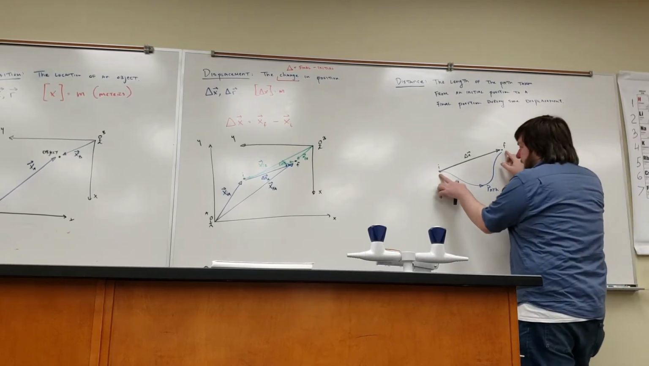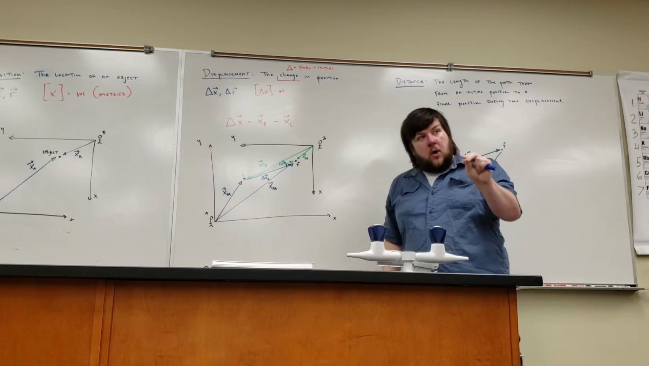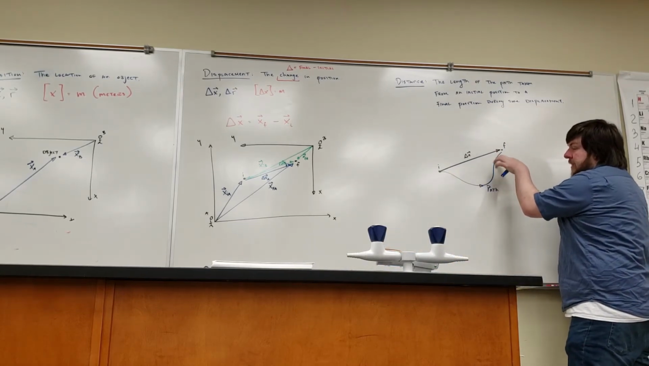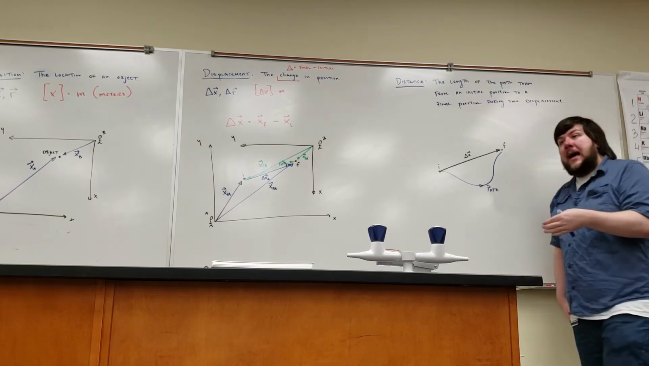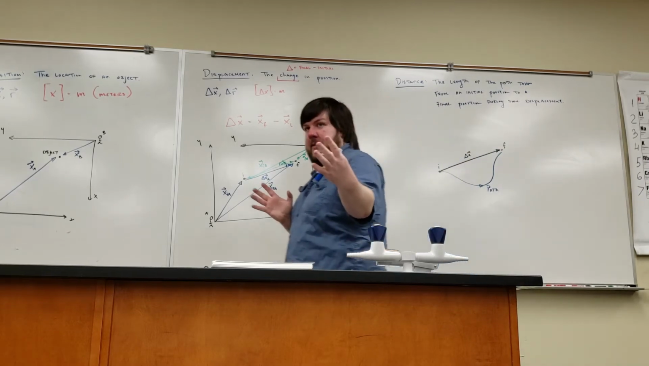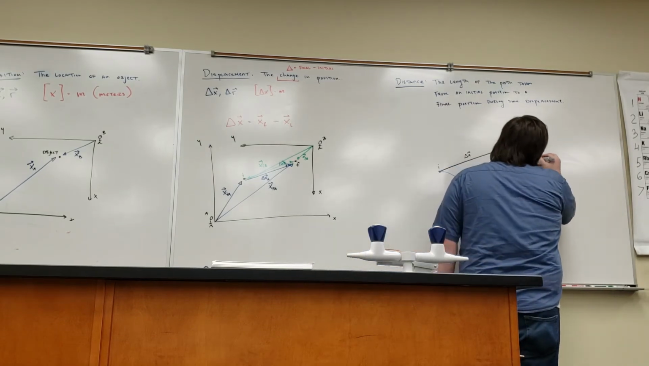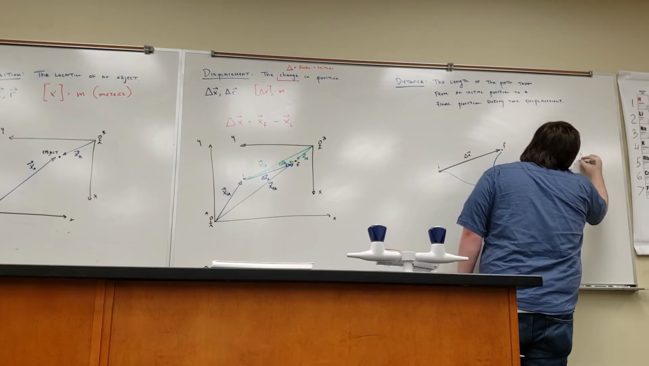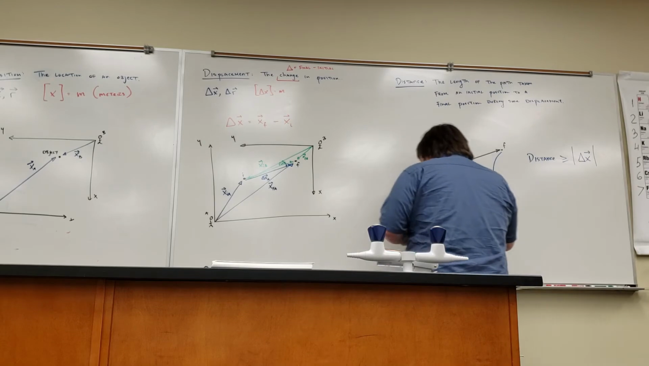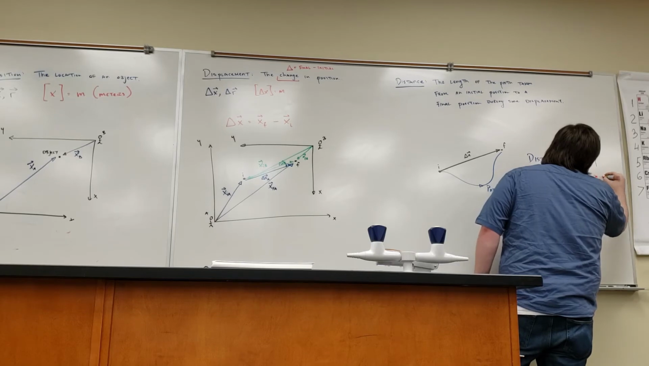The shortest distance between any two points is a straight line. Okay, so the minimum distance traveled will always be the magnitude of the displacement. That's the minimum possible distance between any two points. Any path that is not a straight line has to take a larger distance to traverse. Okay? So distance will always be greater than or equal to the magnitude of displacement. I'm being really specific here. This is the magnitude of displacement.